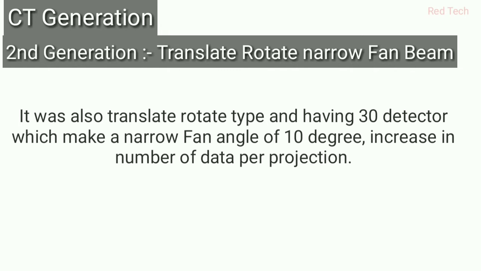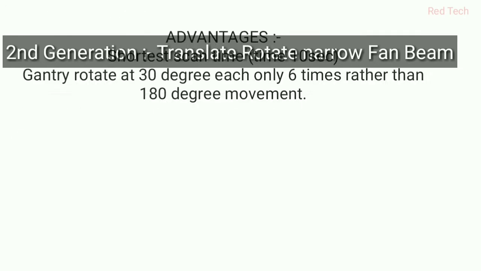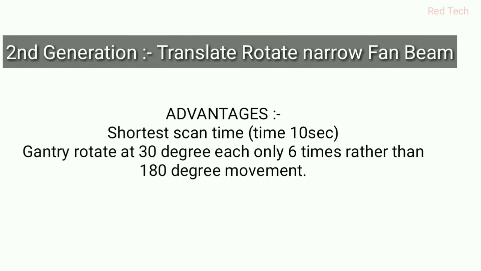Now if we compare this generation to first generation CT, in first generation at one time two slices are taken, but in this second generation multiple slices are taken at a single time. This is mainly the difference between first generation and second generation.